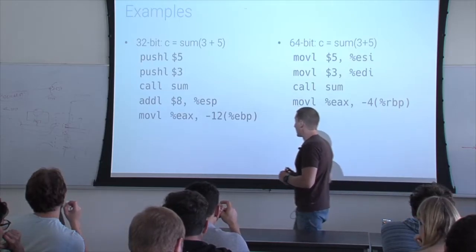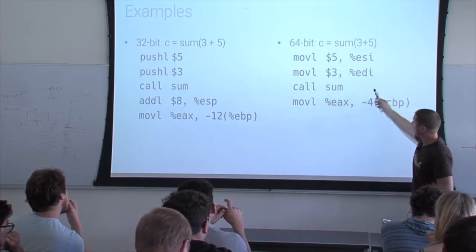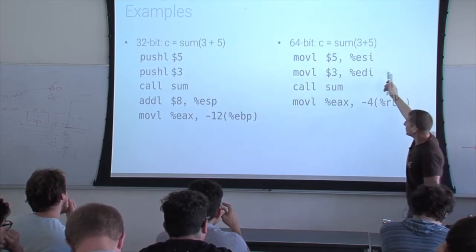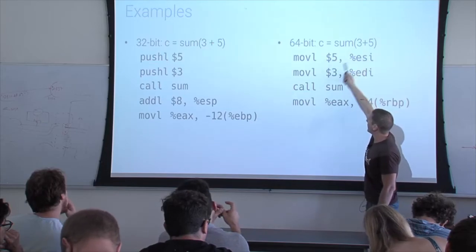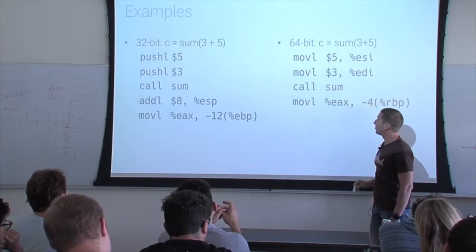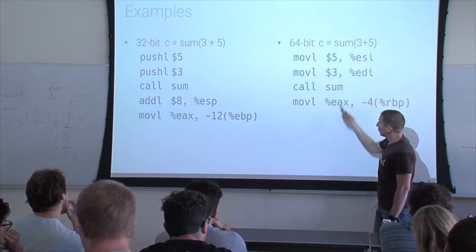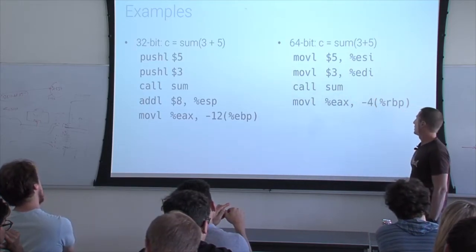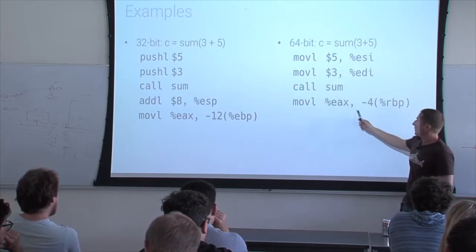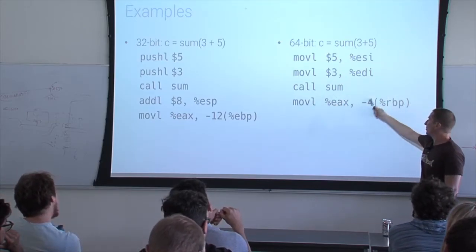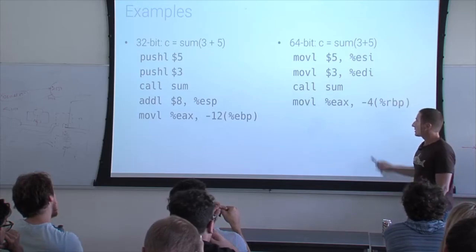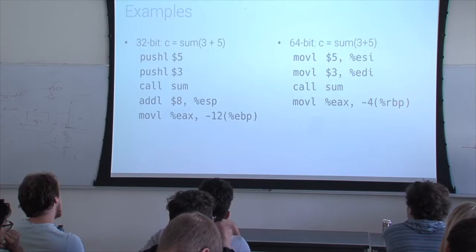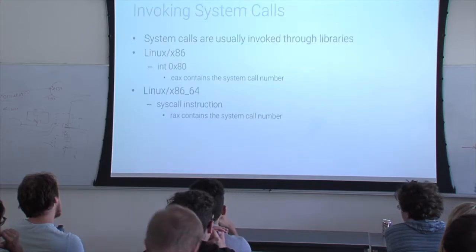referenced from the EBP. In the case of 64-bit, same identical code, you can see that they move the value into two registers and just call sum. Okay? One of the advantages is that you don't have to adjust for the stack, because in this case you haven't used it. And then it moves the return value, EAX, into C, which in this case was an offset of 4 from RBP.